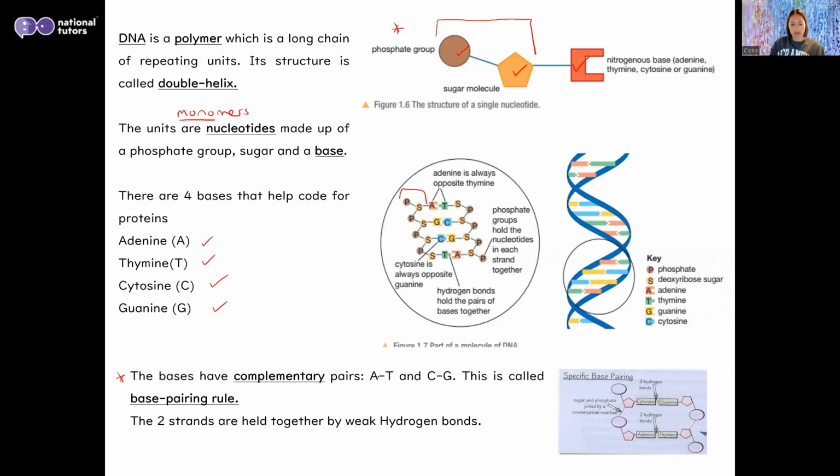And these bonds, there's complementary bases for each strand. As you can see in this diagram here, if you've got one strand with adenine, the second strand will bind to that adenine with thymine. So A and T always bind together. And if you've got guanine on one side, that will only bind with cytosine on the other side. There are three hydrogen bonds between guanine and cytosine, and two between adenine and thymine.